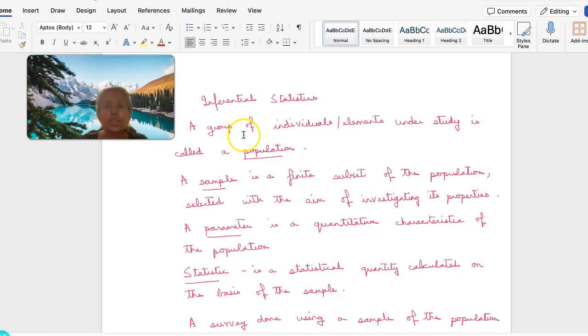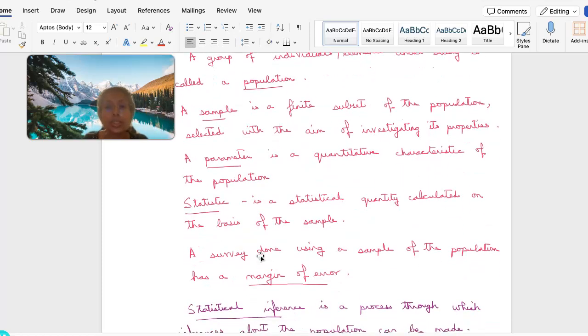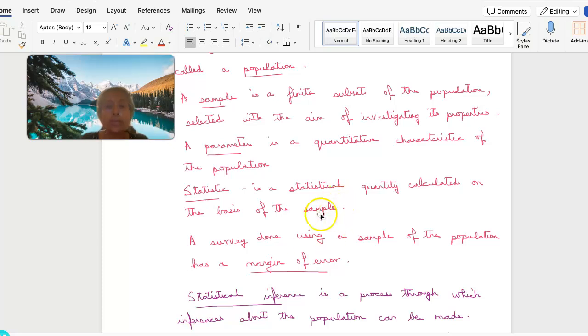Inferential Statistics starts with a population. A population is a group of individuals or elements under study, and a sample is a finite subset of the population. And then you have a parameter. A parameter is a quantitative characteristic of the population. So parameter is connected with the population, and then you have statistics, which is a statistical quantity calculated on the basis of the sample. So statistic depends on the sample. And a survey done using a sample of the population has a margin of error.